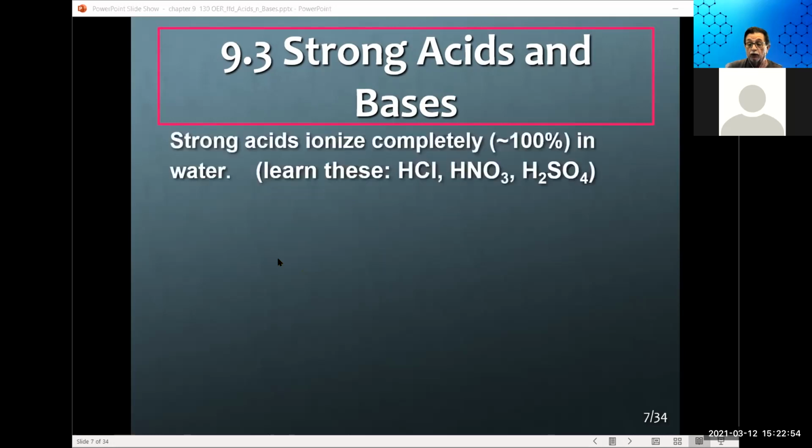Now, we have given you here 3 examples of a strong acid. The first one's called hydrochloric acid. The second one's called nitric acid. And the third one is called sulfuric acid. When these chemicals go into water, they dissociate 100%. All totally dissociated into the ions, which makes them classified as strong acids.